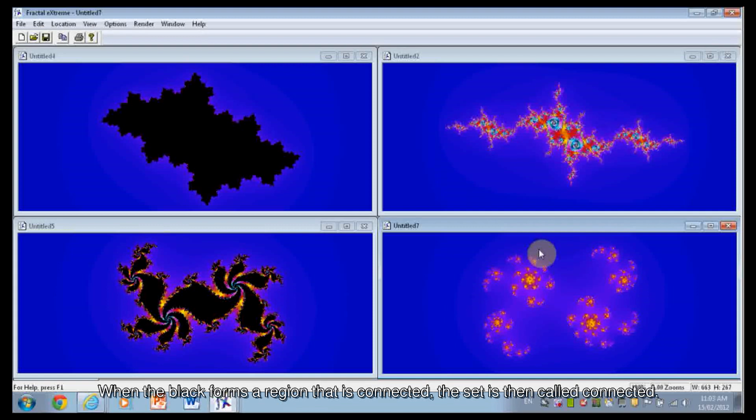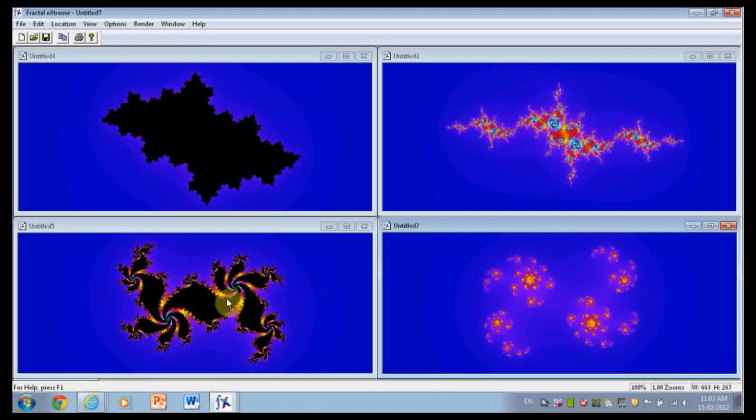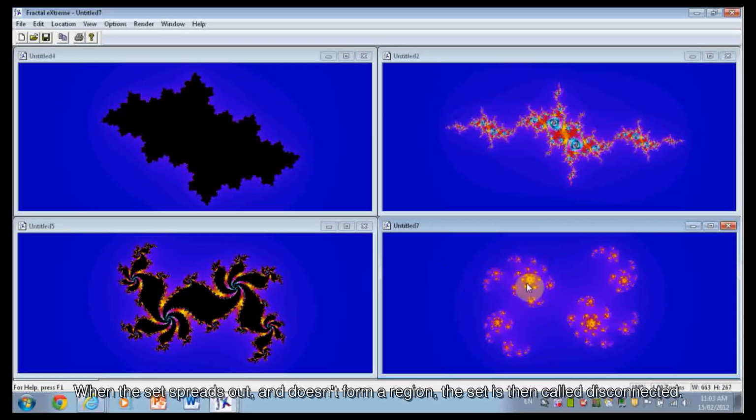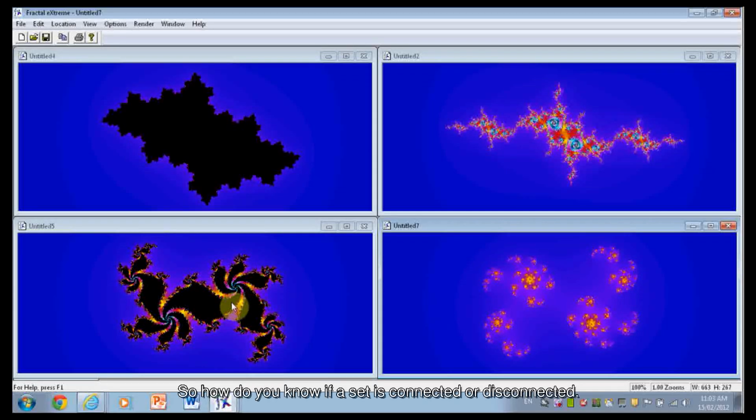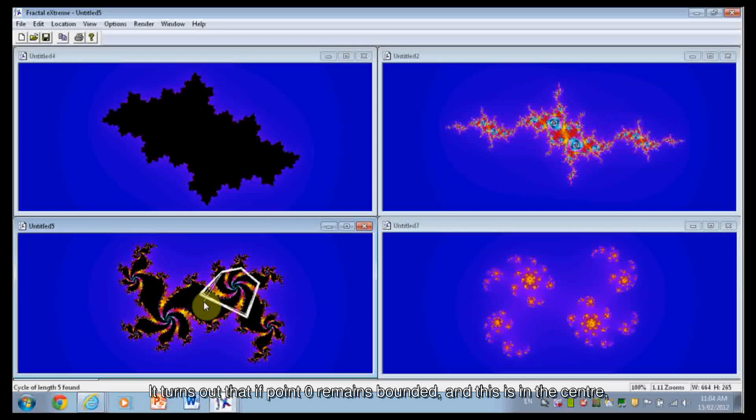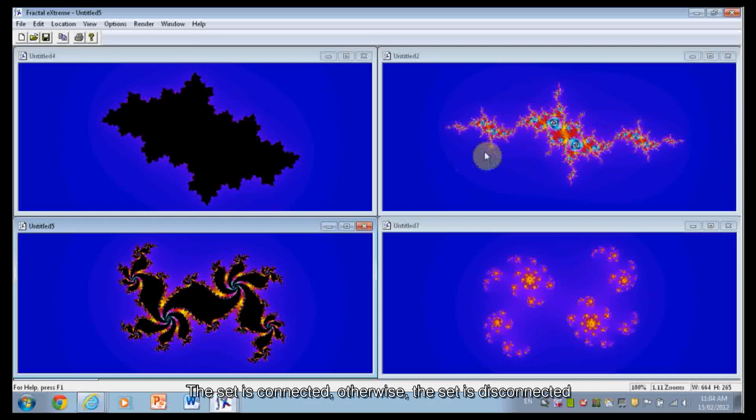When the black forms a region that is connected, the Julia set is then called connected. When the black spreads out and doesn't form a region, the set is then called disconnected. Sometimes it is difficult to see whether the black areas form a continuous region. So how do you know if the Julia set is connected or disconnected? It turns out that if the point 0 remains bounded, and this is in the center, the set is connected. Otherwise, the set is disconnected. So you just have to look at the origin.